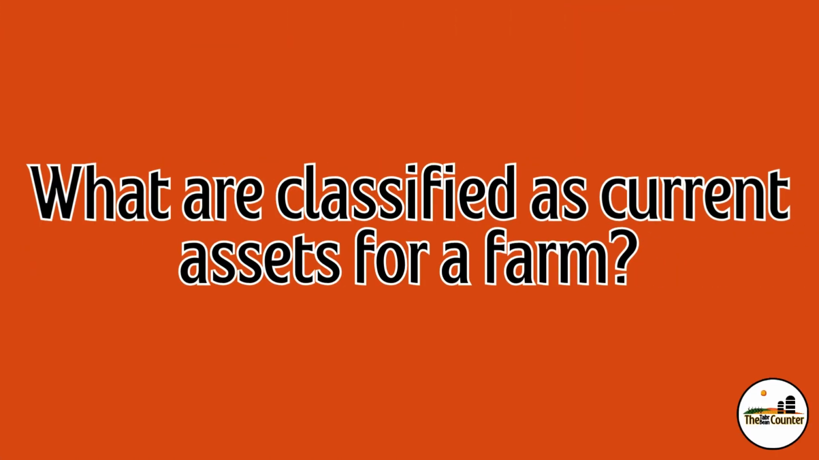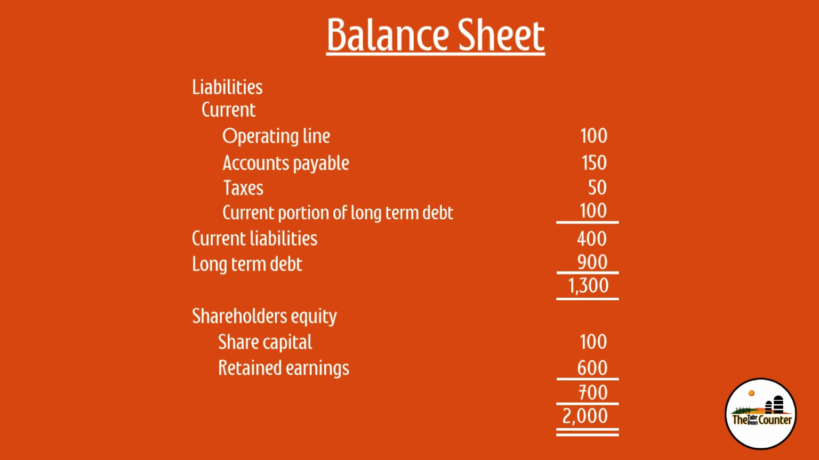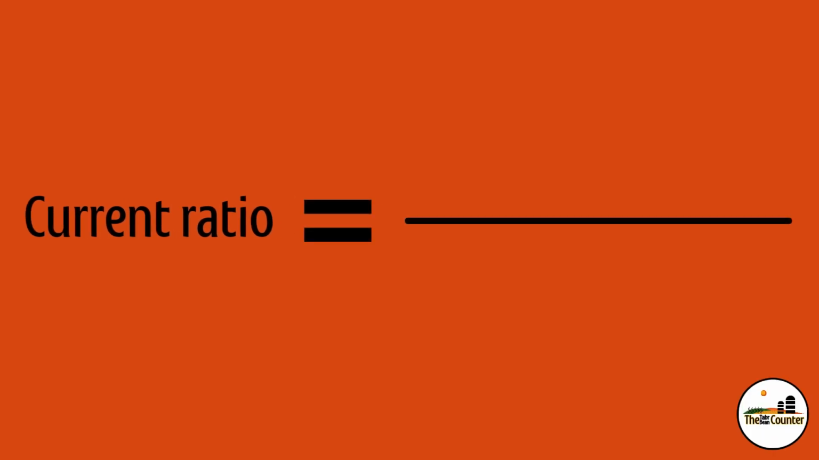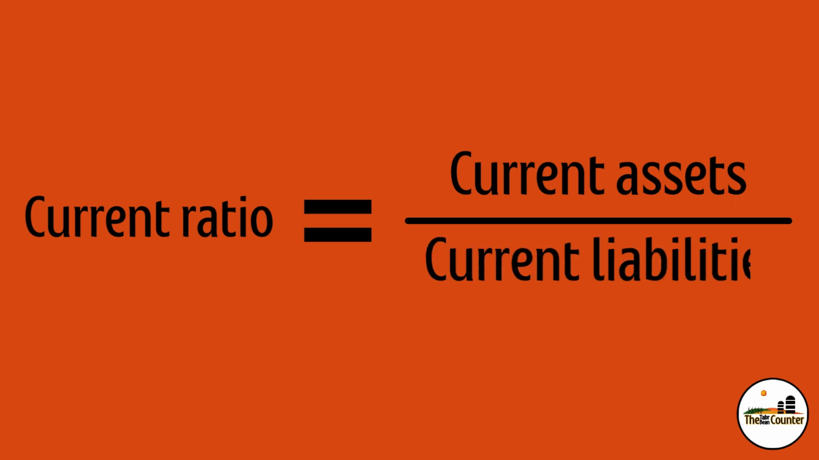Now, what are classified as current assets for a farm? The main categories are cash, receivables, prepaids, and inventory, while the current liabilities of a farm would be its operating line, payables, taxes, and current portion of long-term debt. To calculate the current ratio, you take the current assets and you divide it by the current liabilities.